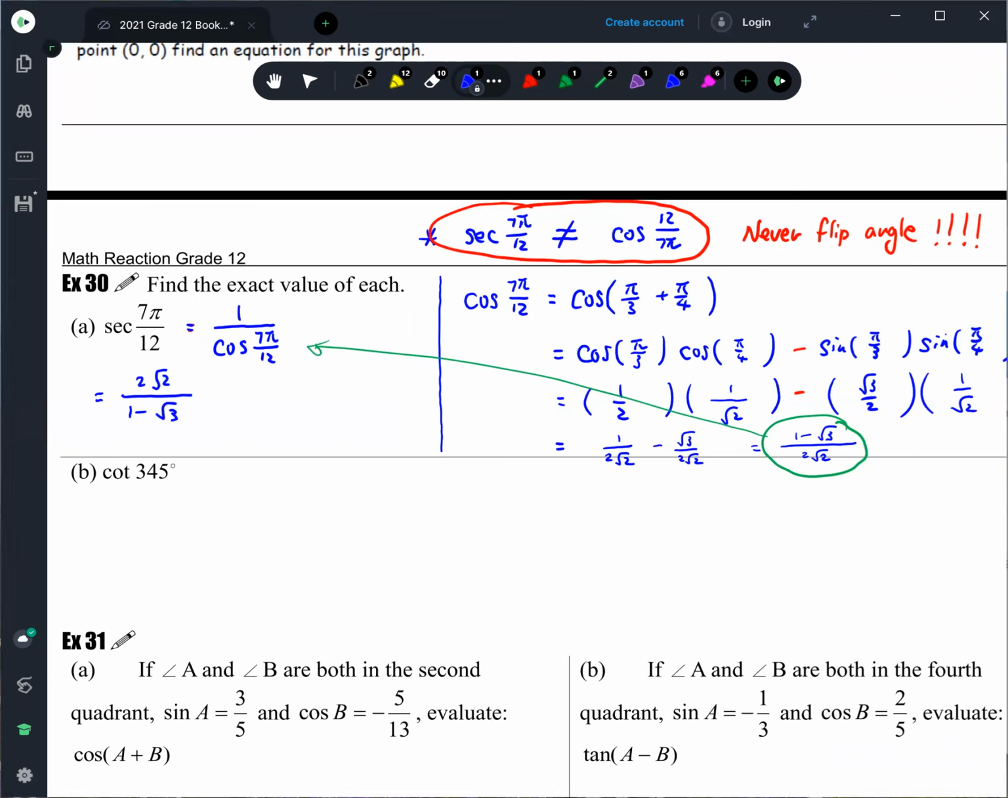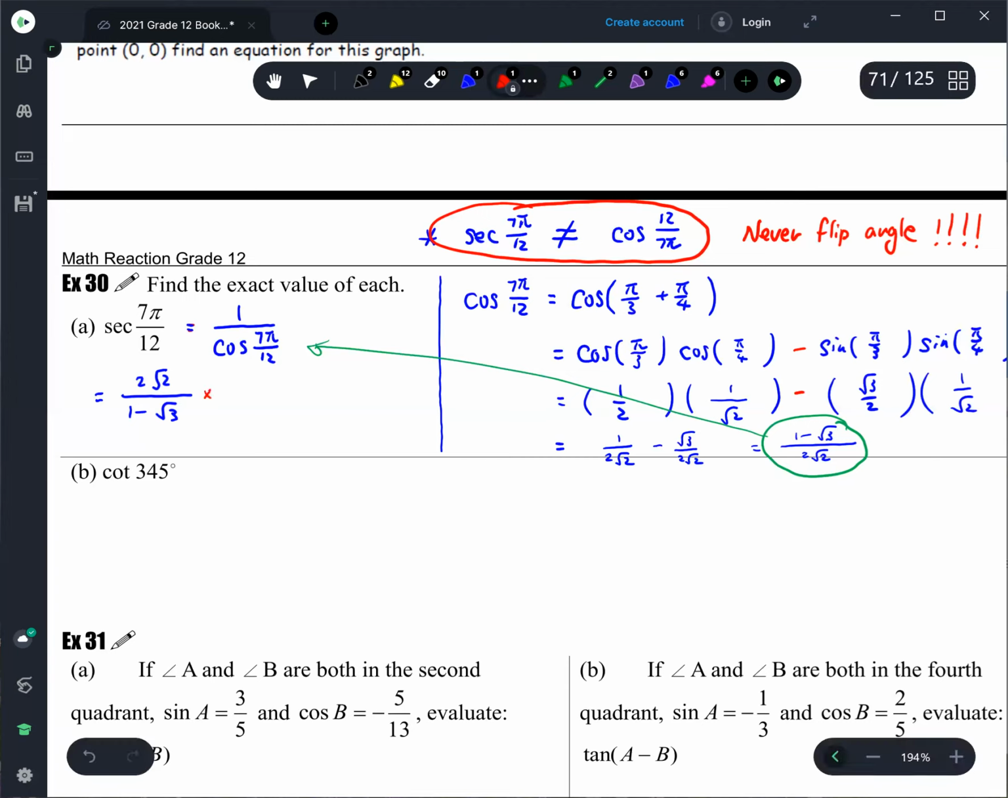What else do we need to do now, Daniel? You have to rationalize the denominator. Very good. How do we do that then? Multiply by the conjugate. Yeah. The denominator has a 1 minus, so we need to multiply with a 1 plus: 1 plus root 3, 1 plus root 3.